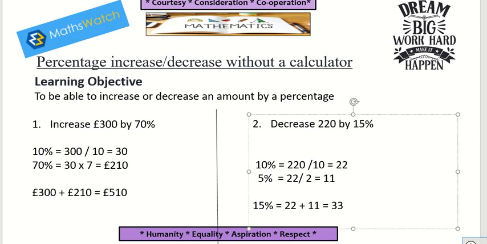Now to finish the question, all I'm going to do is 220. Because it says decrease, I'm now going to subtract the 15% that I found. 220 take away 33, which will give me 187. Okay, so that's the lesson for today, guys.